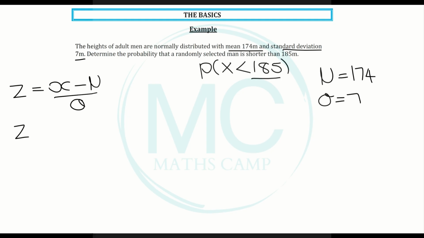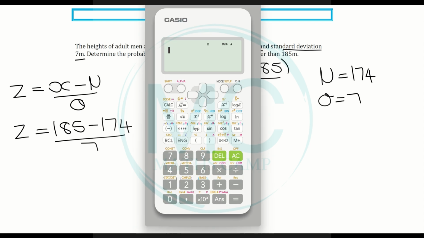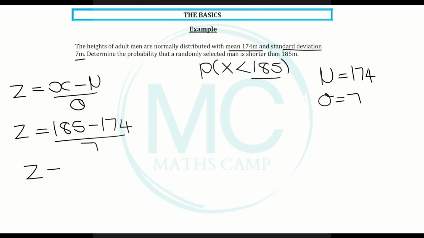So now I can say that z is equal to 185 minus mu, 174, all over sigma, which is 7. Take my calculator. 185 minus 174 divided by 7 is equal to 1,5714. We use z-scores to 3 decimal places. So I can say that z is equal to 1,571.